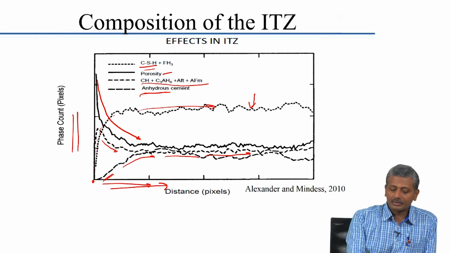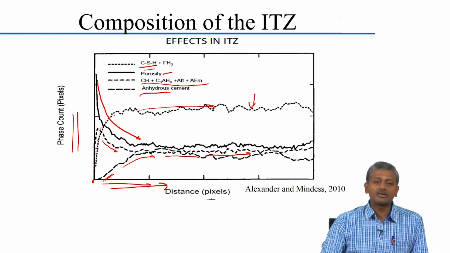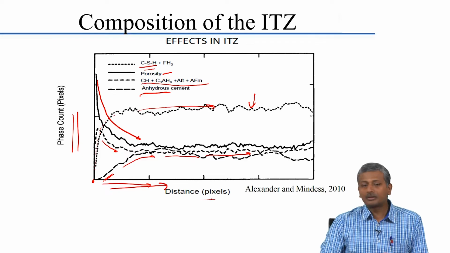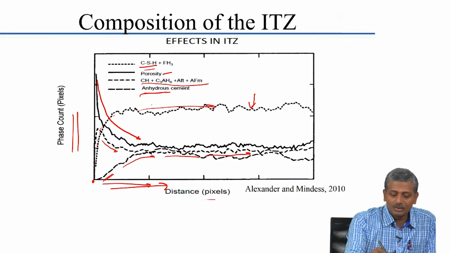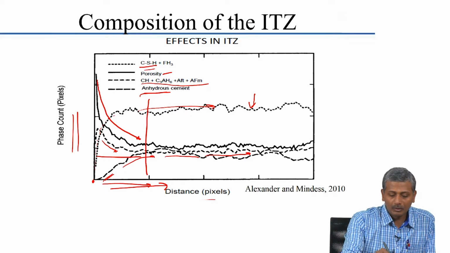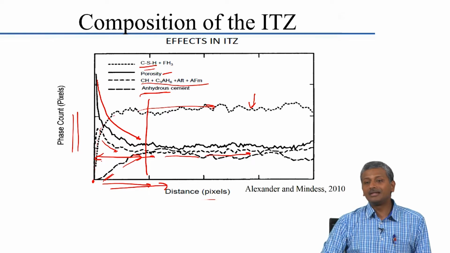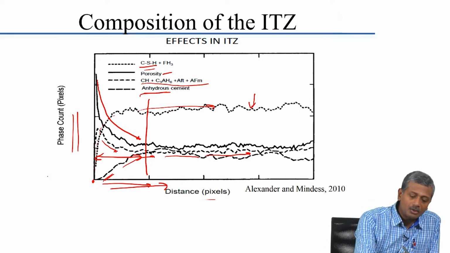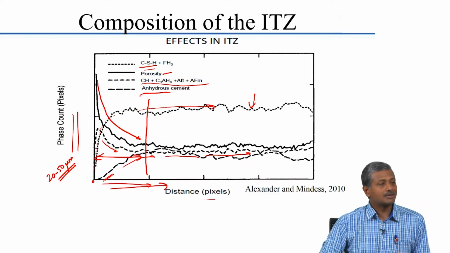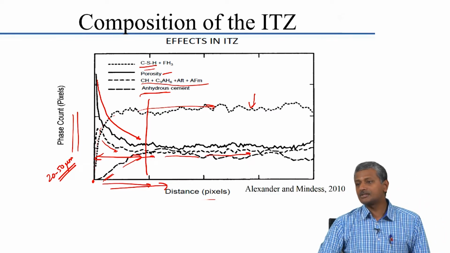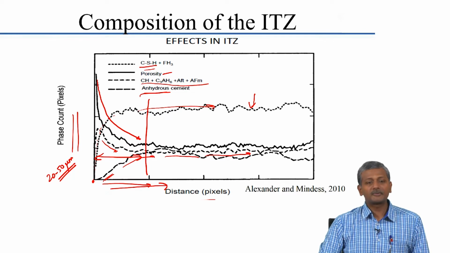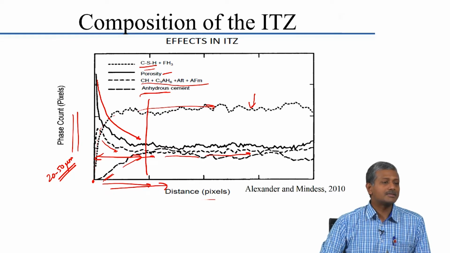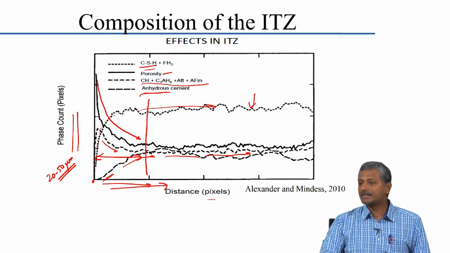Now of course this distance on the x axis here is presented in terms of number of pixels, but truly speaking in terms of microns, most researchers have concluded that this zone where you can actively feel the effects of the ITZ is generally between 20 to 50 microns thick. Most researchers agree that this zone from the aggregate surface extends to about 20 to 50 microns. Again, that is only by experimental observation. There is no clear-cut scientific evidence except experimental observation.